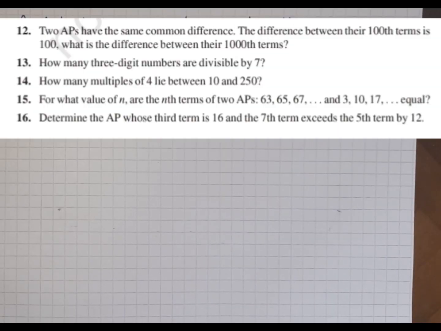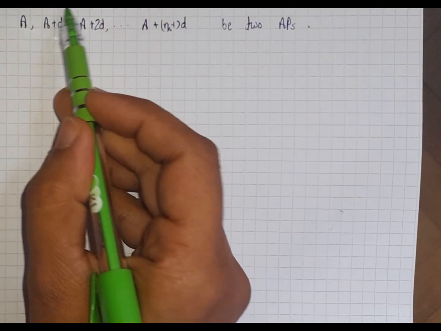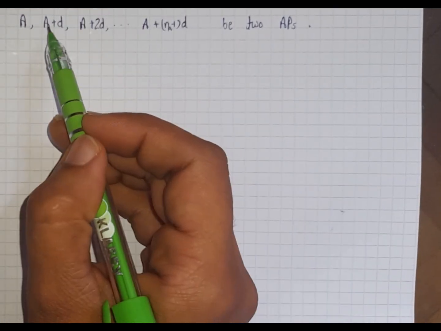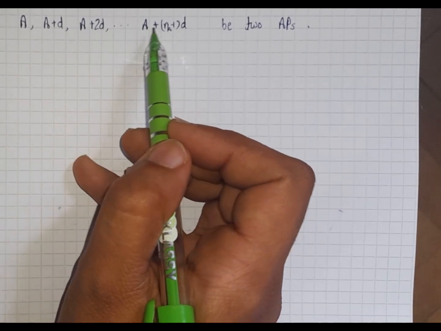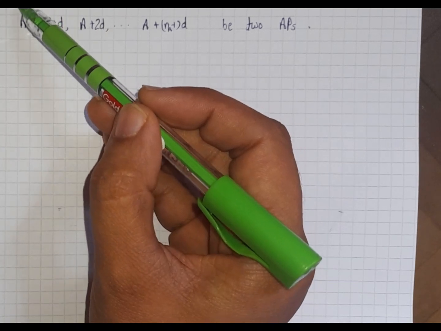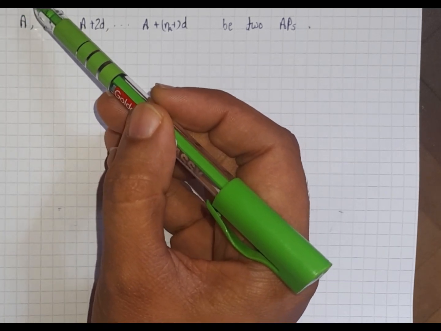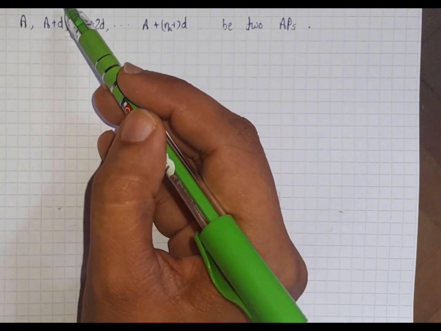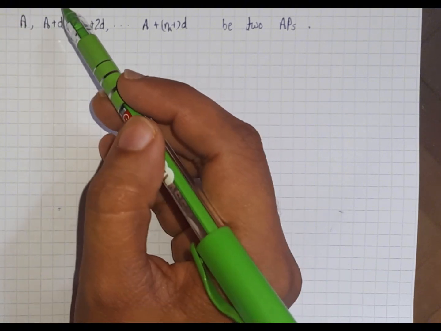12th question. Two APs have the same common difference. The difference between their 100th term is 100. What is the difference between their 1000th term? So let a, a plus d, a plus 2d, up to a plus (n minus 1)d, and capital A, capital A plus d, up to capital A plus (n minus 1) into d, be the two APs, where small a is the first term of the first AP and capital A is the first term of the second AP, and d is the common difference between the two APs.